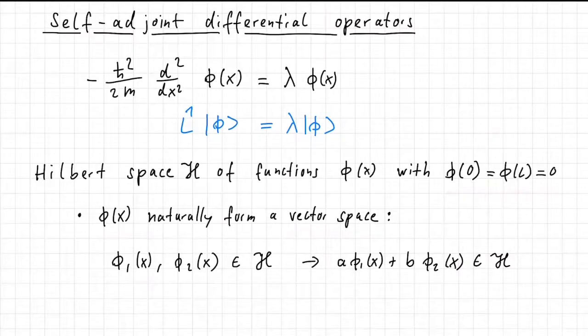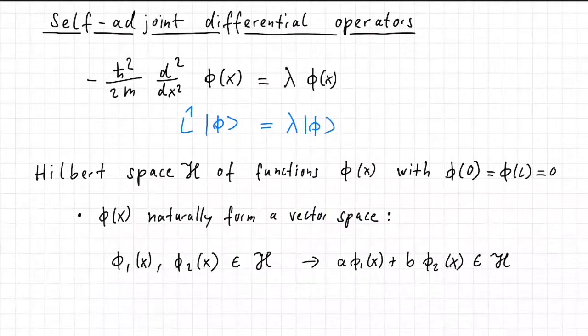It is actually easy to see that the functions phi of x form a vector space, because if I have two functions phi1 and phi2, which both fulfill these boundary conditions that at 0 and L they're equal to 0, then it's easy to see that also any linear superposition of them fulfills these boundary conditions, and then by definition also lies in this vector space. So indeed, we can also define a vector space with functions.